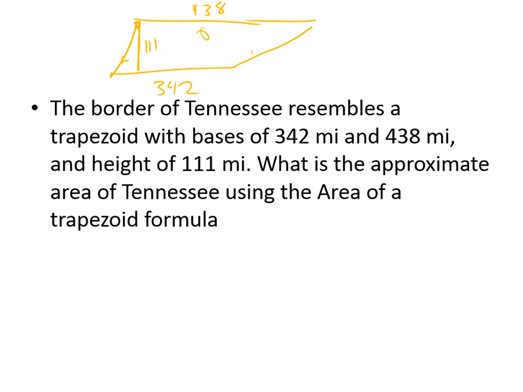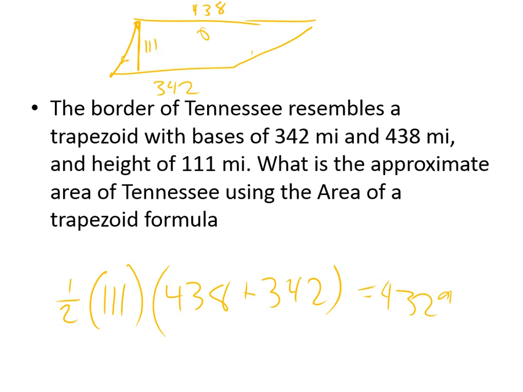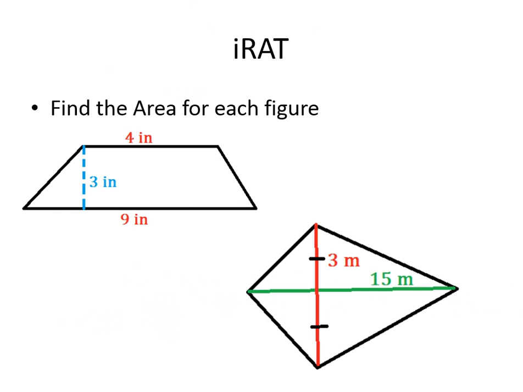Now we want to approximate the area of it. What formula will we use? The trapezoid formula. The trapezoid formula gives us 1/2 times the height, 111, multiplied by the sum of the bases, 438 plus 342. So we add 438 plus 342, divide that in half, multiply it by 111, which gets us about 4329 miles squared. And that is the approximate area of Tennessee. So again, just using your trapezoids and everything.